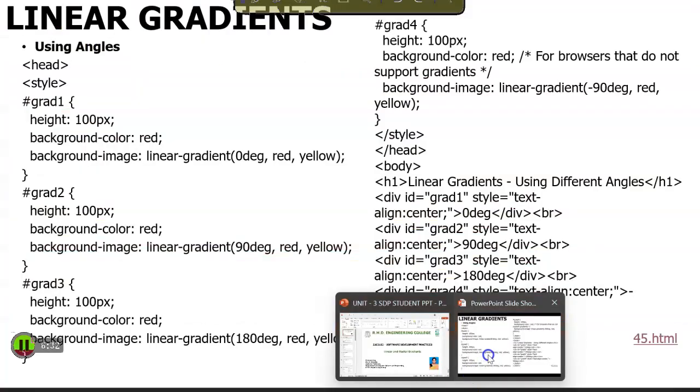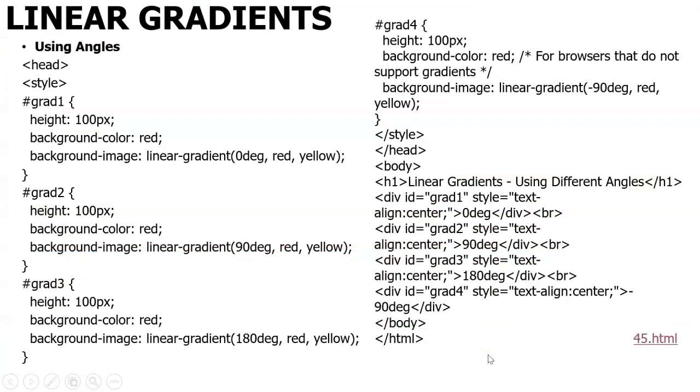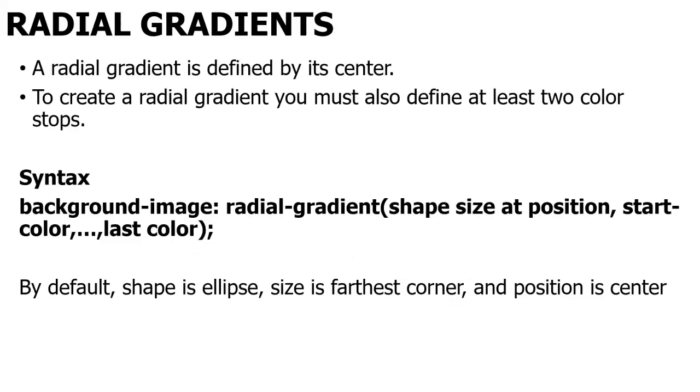So in total, by default, if you are not going to give any direction, then it is top to bottom. If you want it from left to right, you have to mention the direction as to right. If you want it diagonally, you give to bottom right. If you want angles, you can mention the angles you want, with 0 degree, 90 degree, 180 degree, 120 degree, or if you want minus degree also, it is possible. So this is how linear gradients work, followed by your radial gradient.